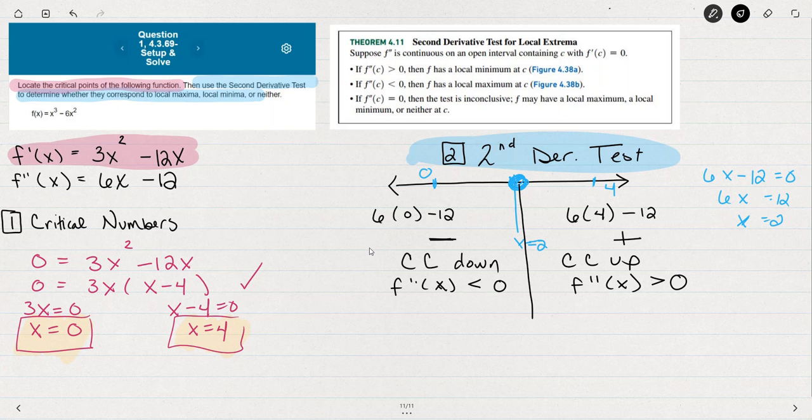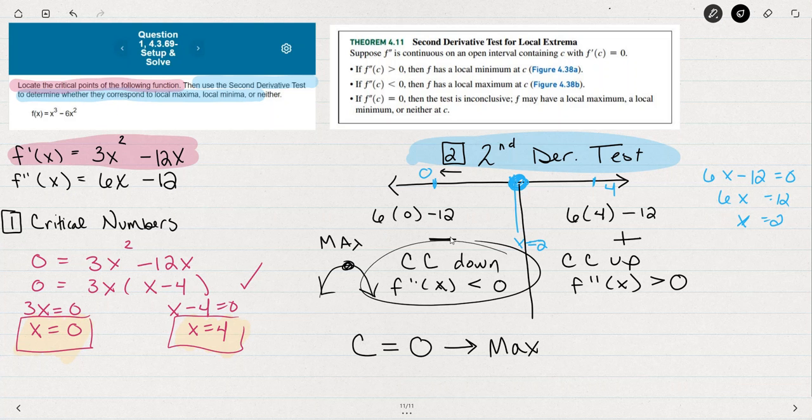Now when we're concave down, that point is a max, right? So what does that tell me about our critical number 0? That's going to correspond to a max. Well, how do I know it's corresponding to a max? Again, it's because the second derivative was negative. It was less than 0. So that gives us a maximum. When we're concave down, the critical number gives us a maximum.